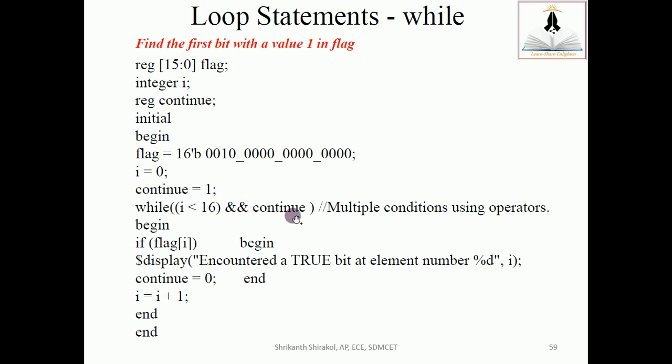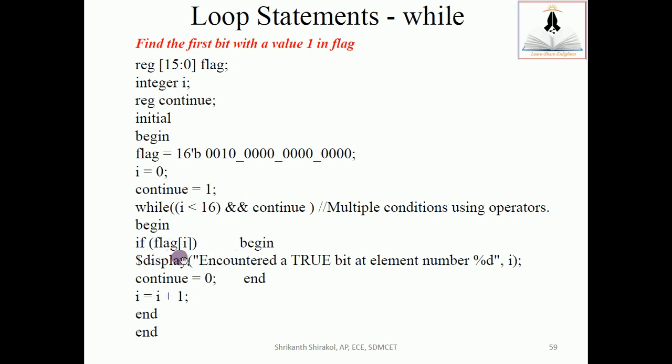Ampersand, logical AND with continue. If continue is 1 and if this condition is satisfied, then only the while loop will be entered, or else it will not enter it. Begin. If flag of I, this means flag is a 16-bit register. I's current value is 0. Flag of 0, it means this bit it is taking care of now. So this bit it is checking. If I don't write double equal to 1, or if I don't write double equal to 0, it doesn't matter.